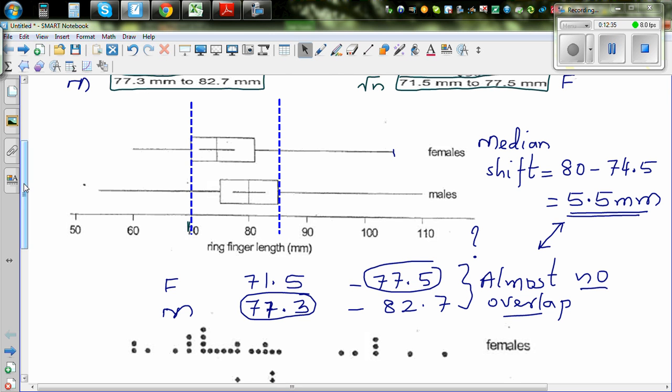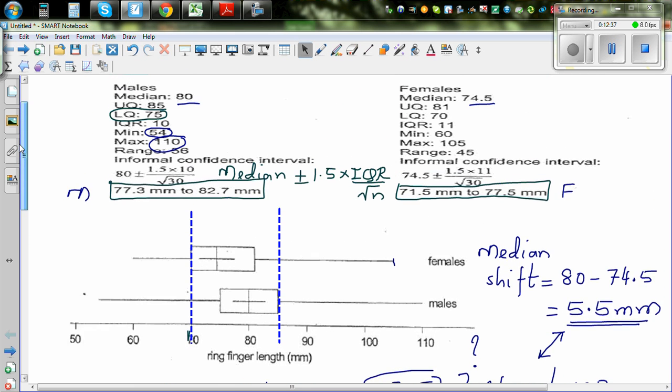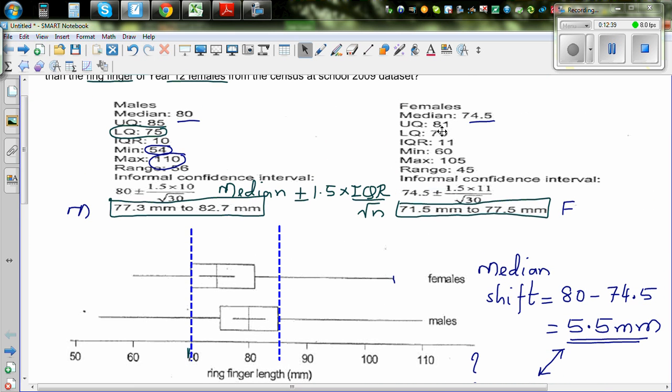This is the lower quartile for females. What's the lower quartile for females? The lower quartile for female is 70. So this is 70 for females, and this is the upper quartile for males. The upper quartile for males is 85. So this is called the OVS. I'll write it in short: OVS.